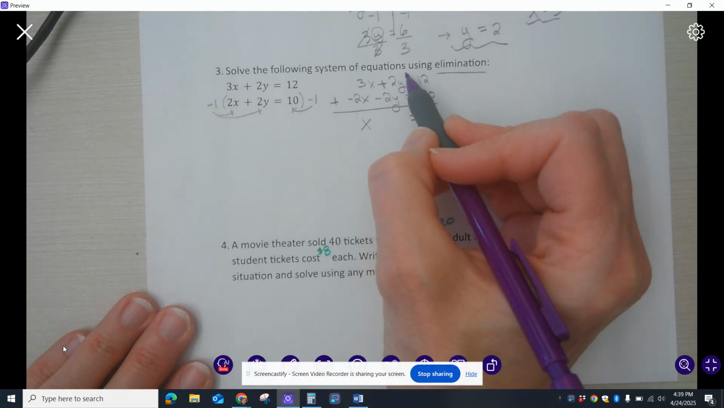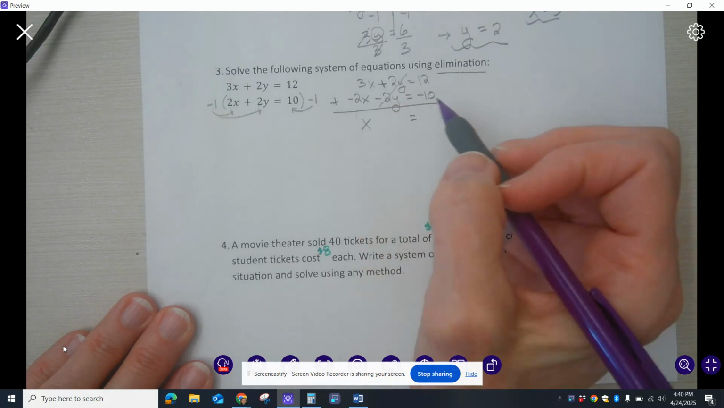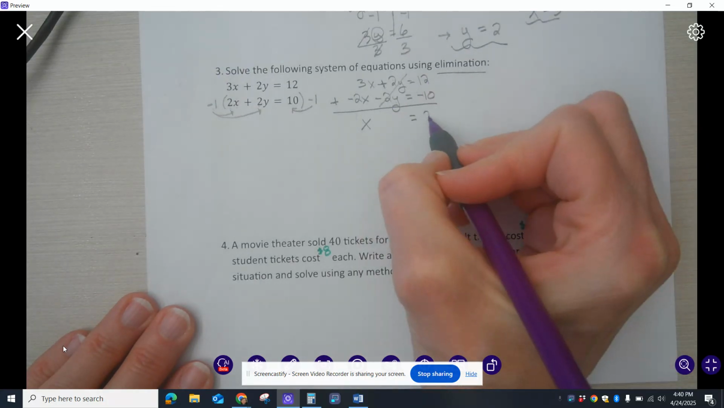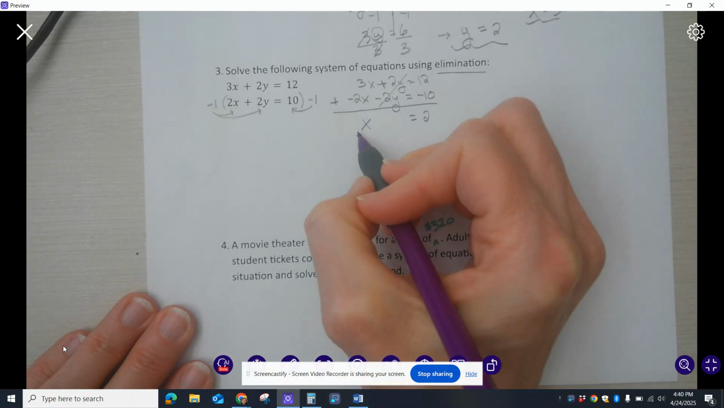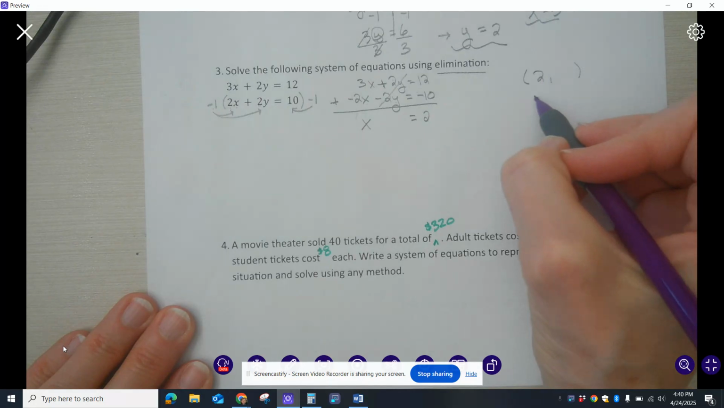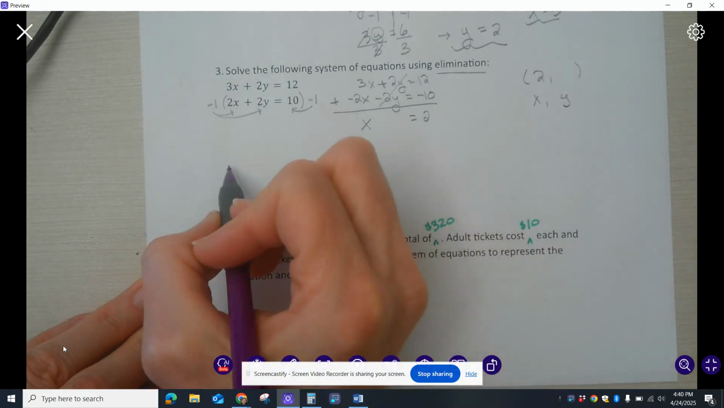So this is where the elimination happens. Those are opposite coefficients, so the y variable is eliminated. 12 minus 10 is 2. So I now know that x equals 2. Remember, for my solution, I need an x and a y. So I need to find a y now.